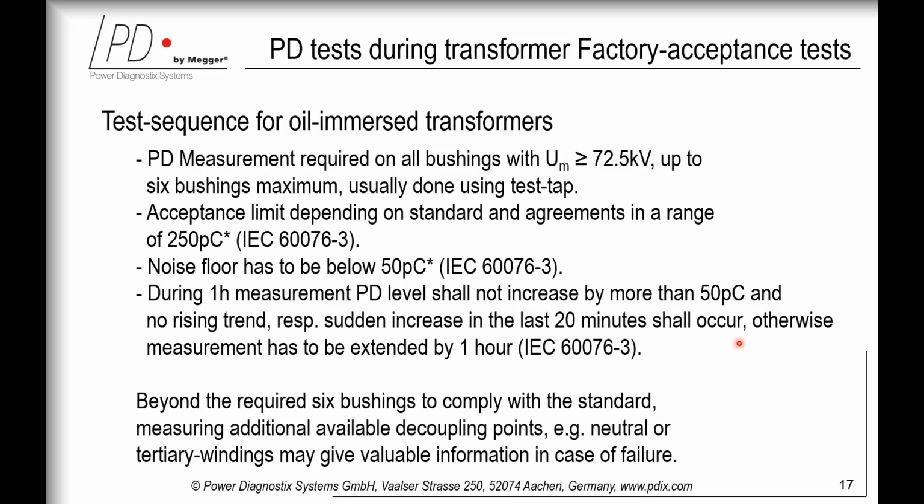One remark: beyond the required 6 bushings to comply with the standard, measuring additional available decoupling points, for instance neutral or tertiary windings, may give valuable information in case of a failed PD test. The second remark is regarding the acceptance limit here. 250 picocoulombs is stated by the IEC 60076-3. However, another common acceptance criterion is 500 picocoulombs as a limit for the enhanced voltage level, and then 300 picocoulombs for the 1 hour duration.